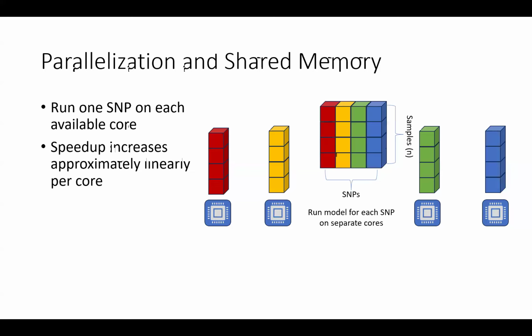To parallelize over the number of SNPs, we're going to run one SNP on each core. This means our speedup is going to be approximately linear with each core that we add.